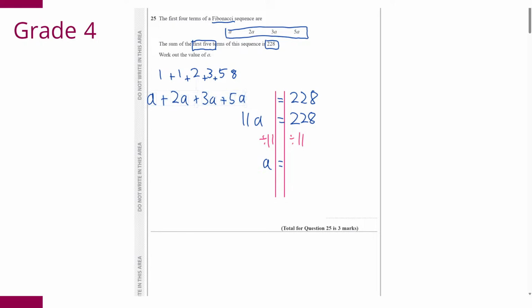Okay, so let's just sneak the next one in. What would the next term be? Well, we add the 3A and the 5A together to make 8A. So we need to add 8 to it, so it'd be 19A. That's awful. Let's do that again, right?